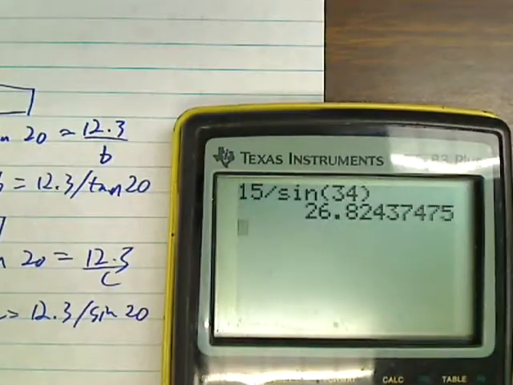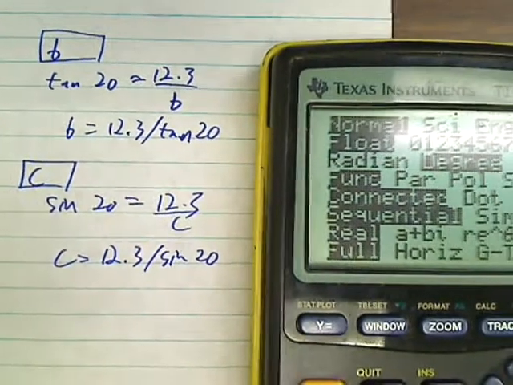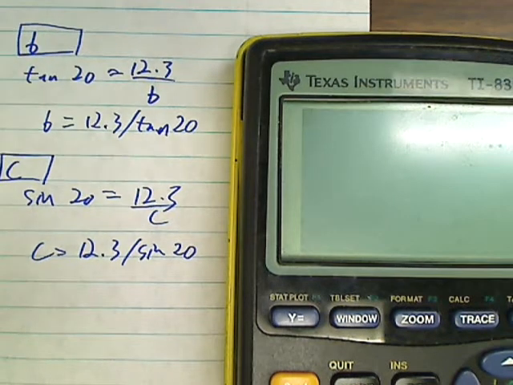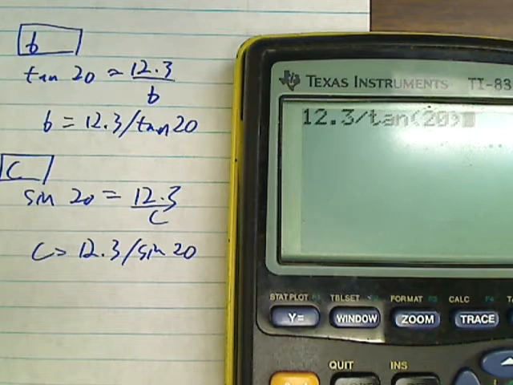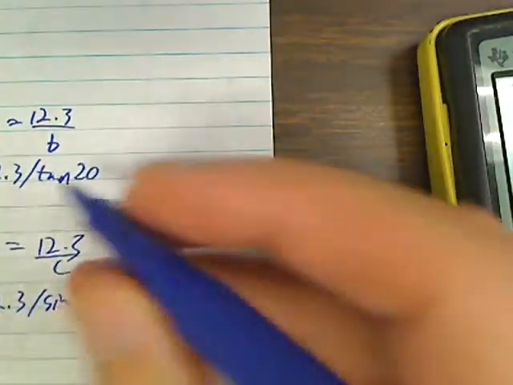I just did, let me double check. Always double check. Yes, I'm still in degrees. That's great. That's great news for the future. Okay, so 12.3 divided by tangent 20. Okay, 33.79.